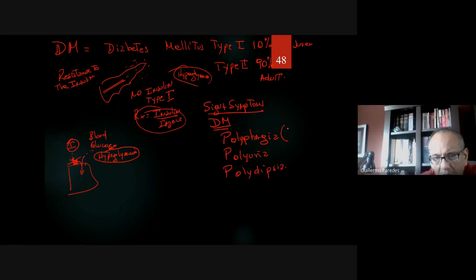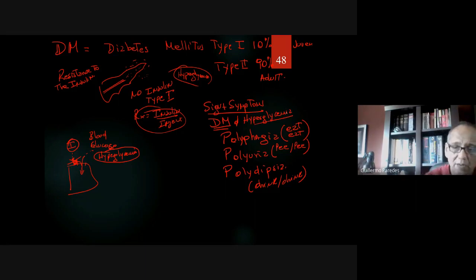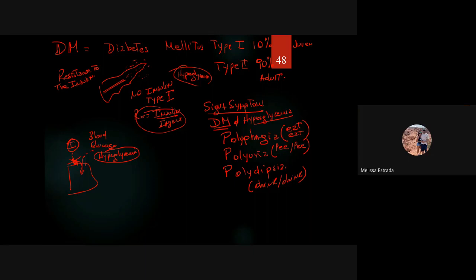Polyphagia means you eat, very hungry. Polyuria, you pee, a lot of pee. Polydipsia means drink, drink, drink. You drink a lot. So those are the three signs and symptoms of diabetes mellitus. Okay? So the signs and symptoms of diabetes mellitus are the same as the signs and symptoms of hyperglycemia. If I tell you signs and symptoms of hyperglycemia, all the signs and symptoms of diabetes mellitus are the same. It's the same thing. You okay with that? Yes, sir.